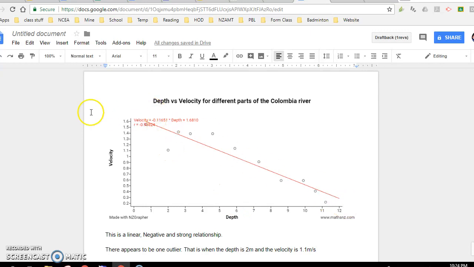So that's my graph. I didn't talk about G, which was groupings. I don't see any particular groupings on this. There's not actually even that many data points. Alright, just keep on keeping on.